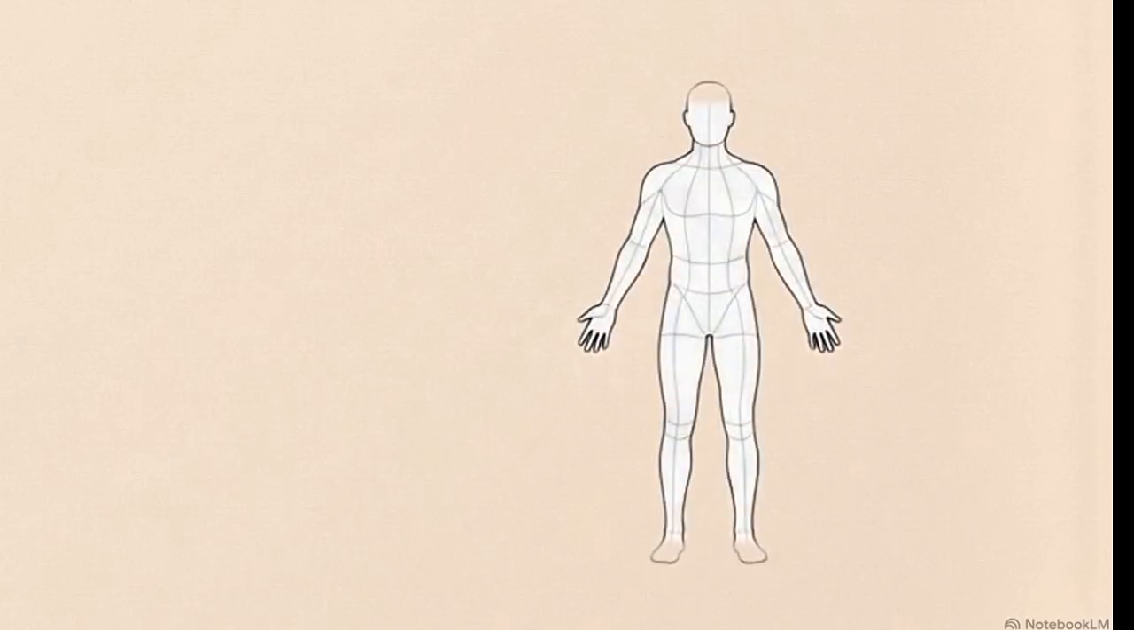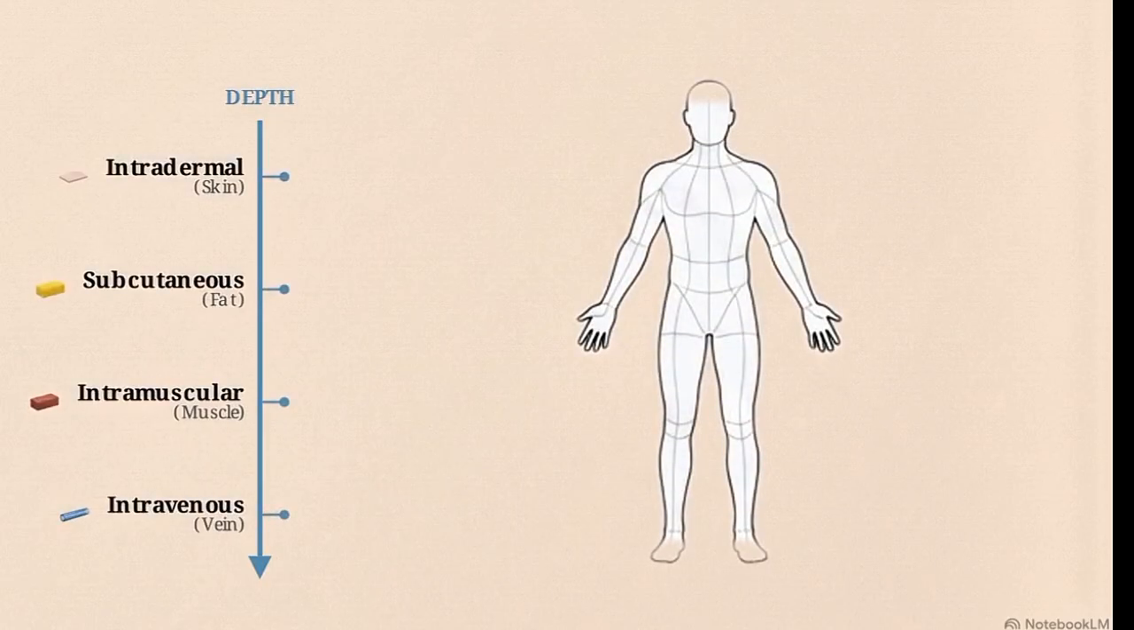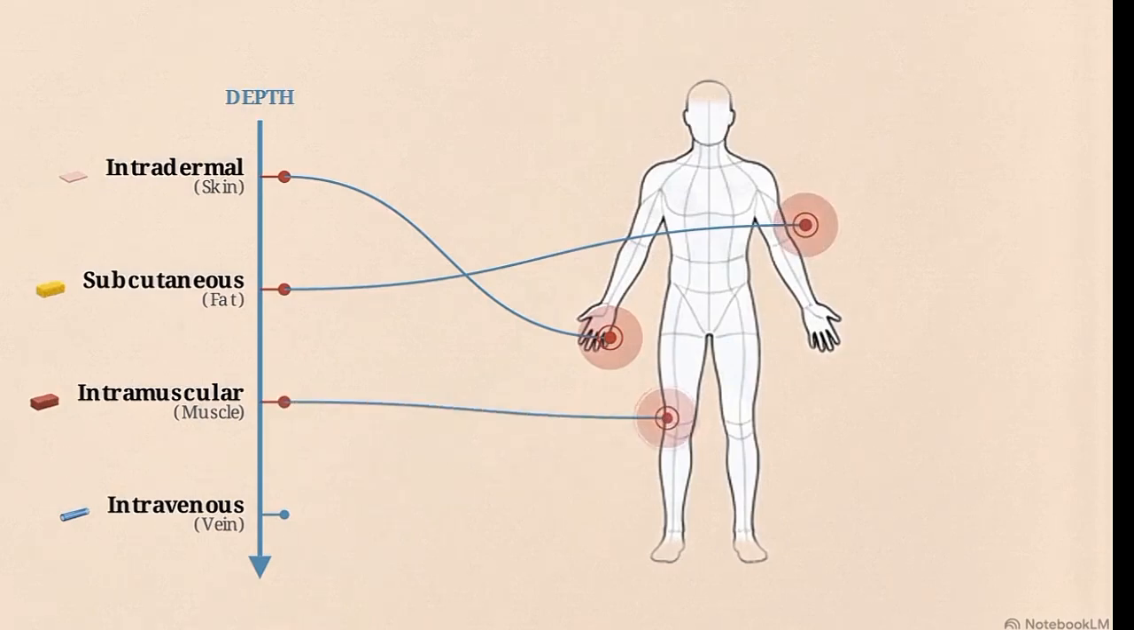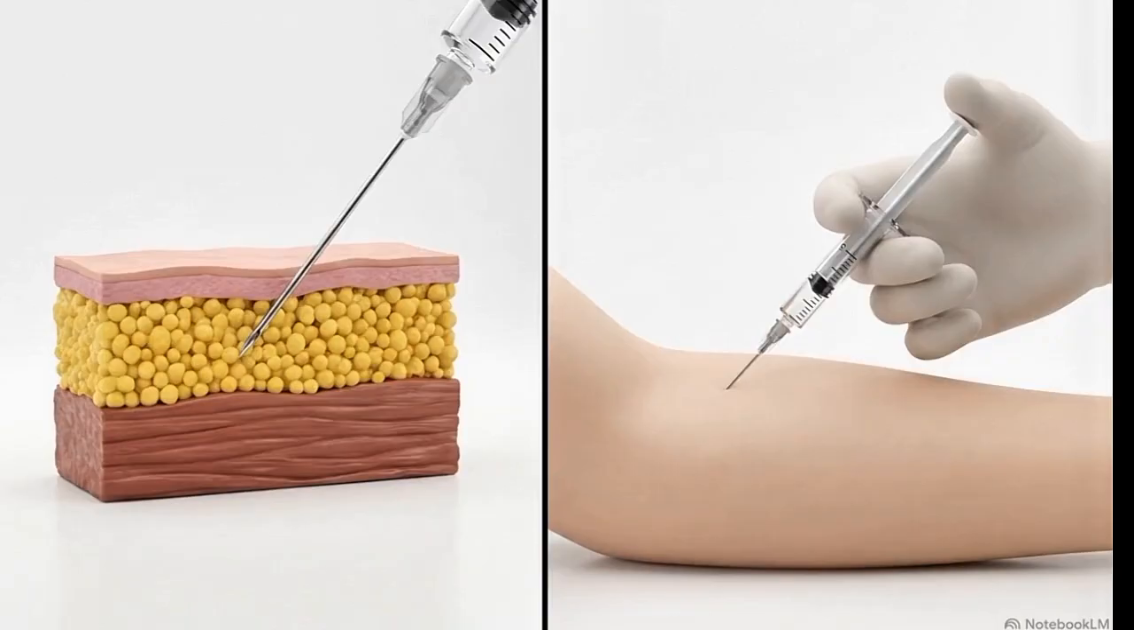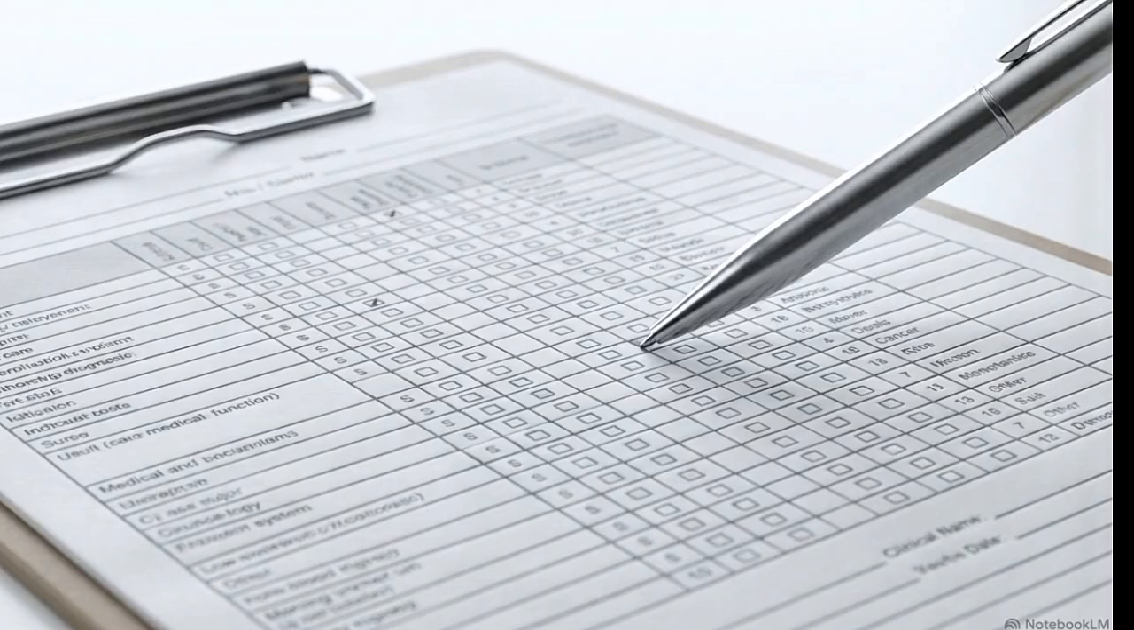We're going to map exactly how these 4 delivery methods correspond to specific depths, tissue layers, and anatomical sites across the human body. Mastering this z-axis is the mandatory first step to translating biological literacy into practical clinical action. To organize these targets, clinical medicine utilizes a standardized summary matrix.